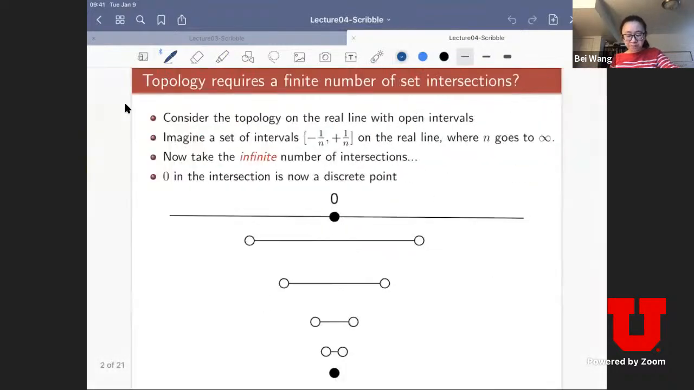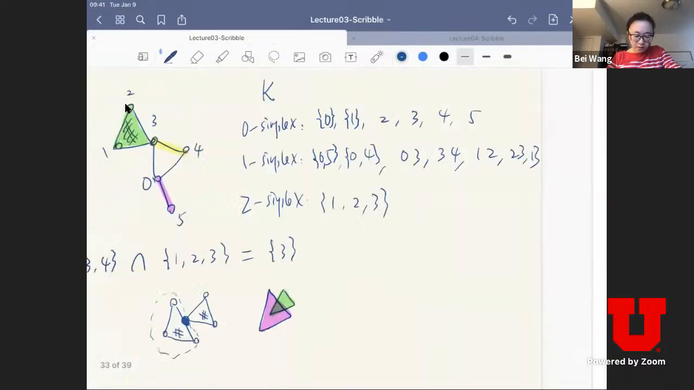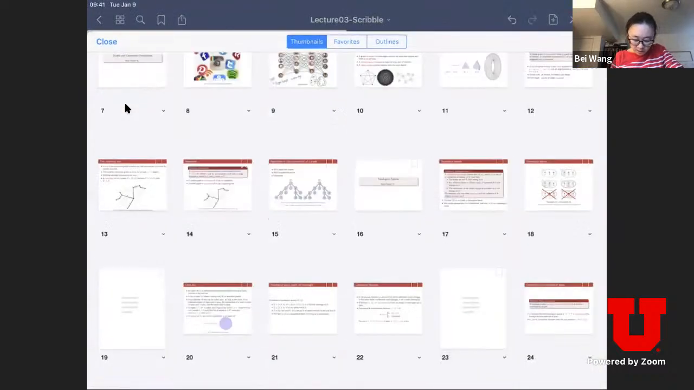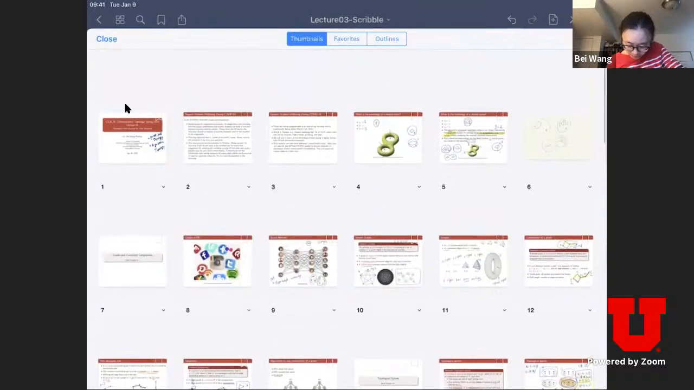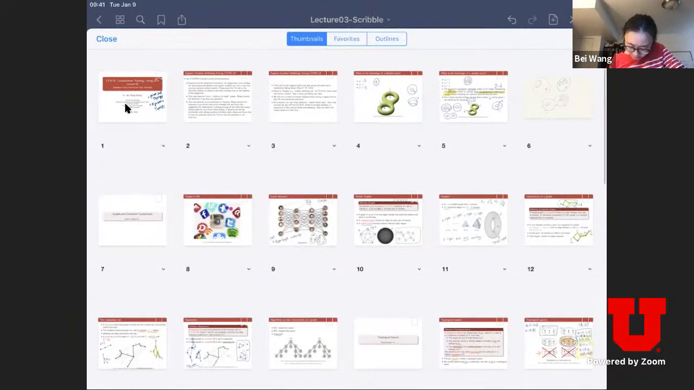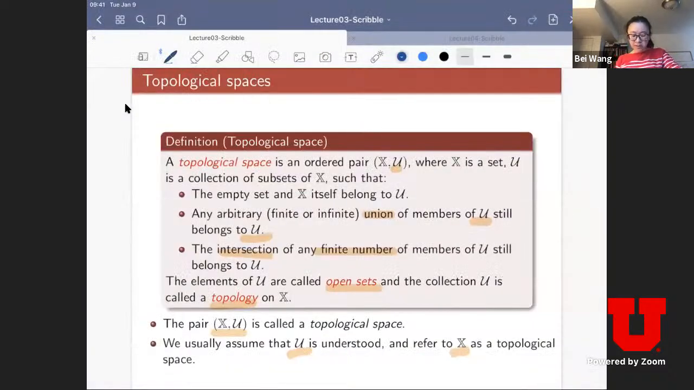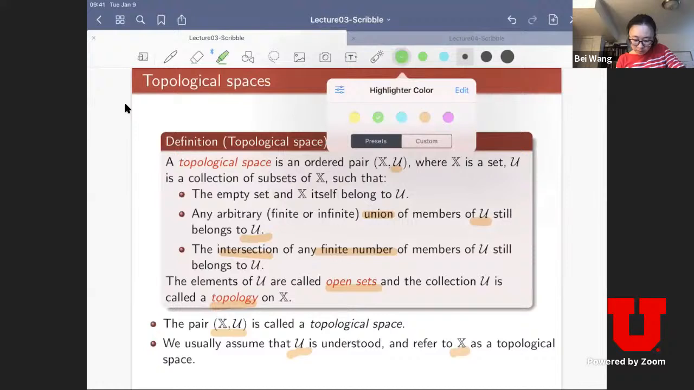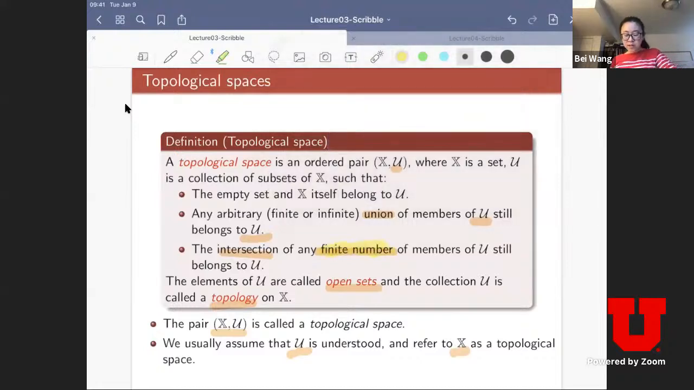Before I go in there, remember I said there is a definition from lecture 3. If we recall, it's the definition of what a topology is. There is this technical definition: remember the topology says the intersection of a finite number of members has to belong to the set. I highlighted that in yellow. Why does it have to be finite? Hopefully you have spent some time thinking about it.